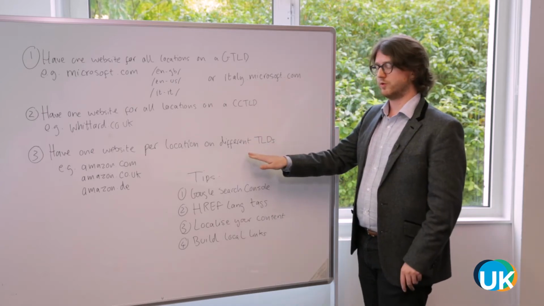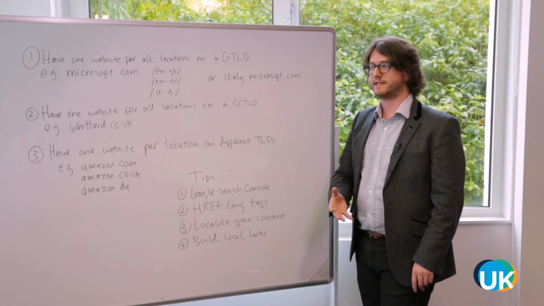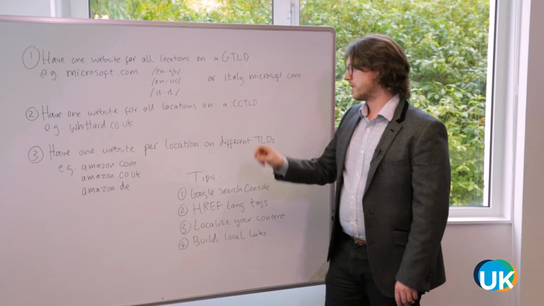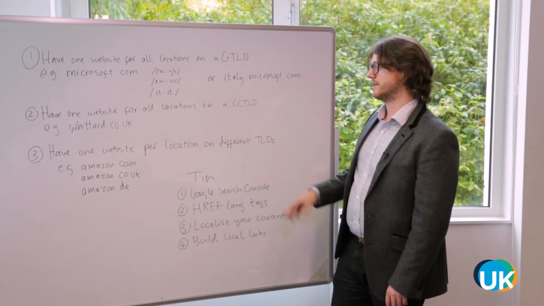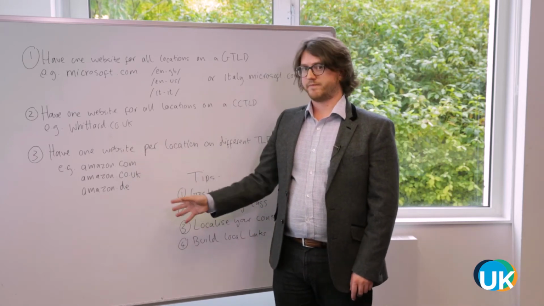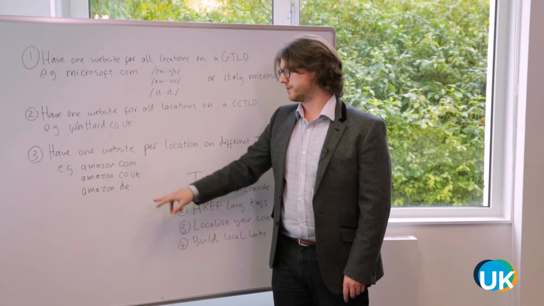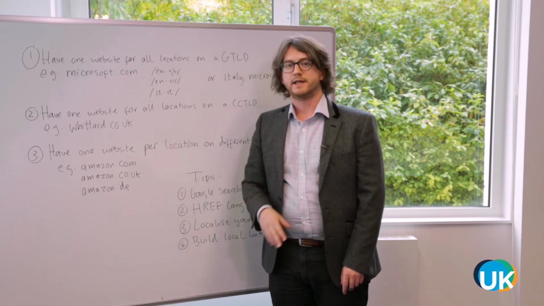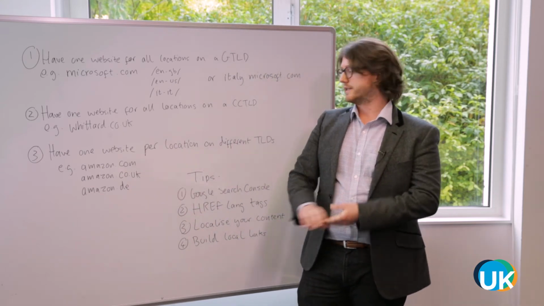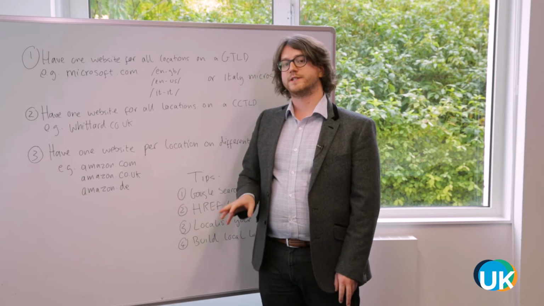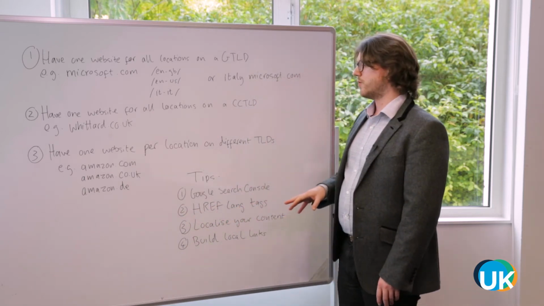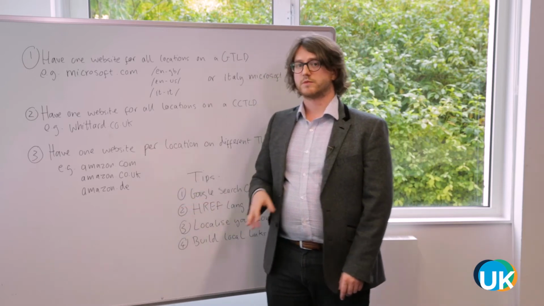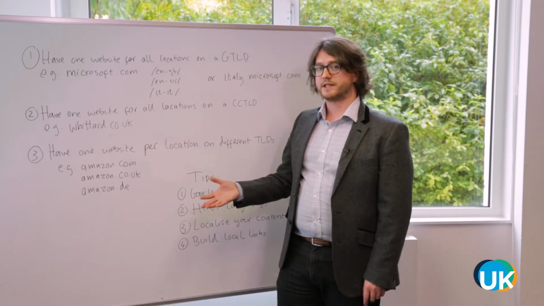Which leads us on to option number three, which is where you are using ccTLDs for different locations. So you have one website per location using different TLDs. So Amazon is a fine example of this. You've got .com for the US, you've got .co.uk for the UK, you've got .de for Germany. For every location that Amazon is targeting, they have a different website using a different ccTLD. So quickly, the disadvantage is that you've got multiple domains to manage, you've got multiple websites to manage.